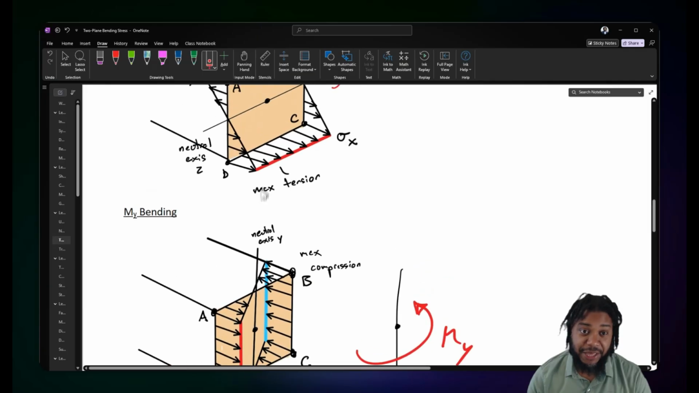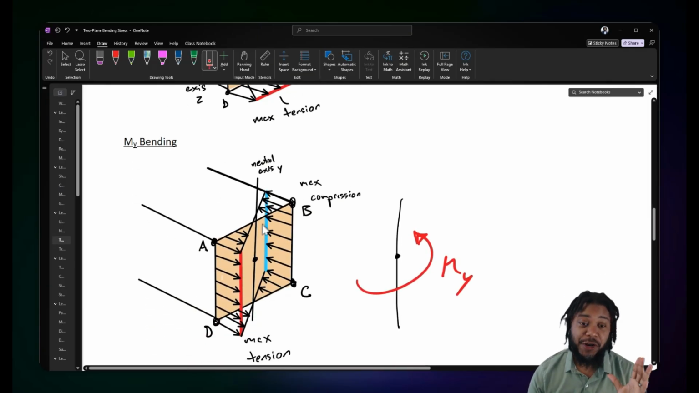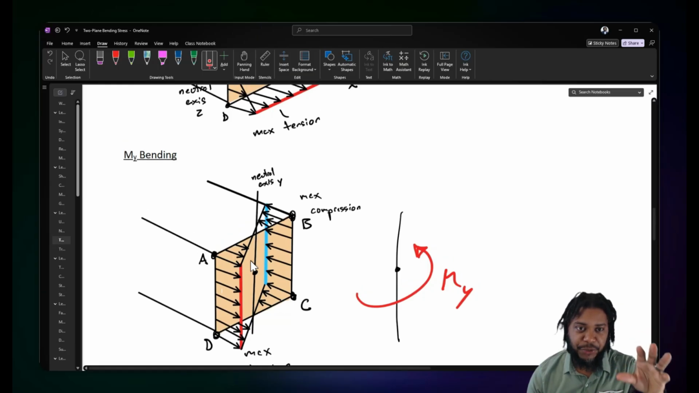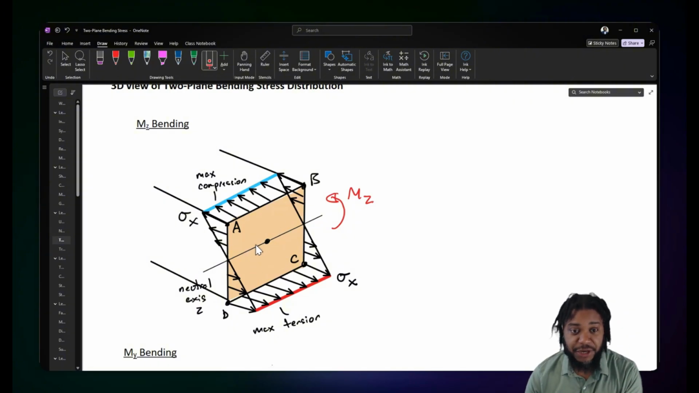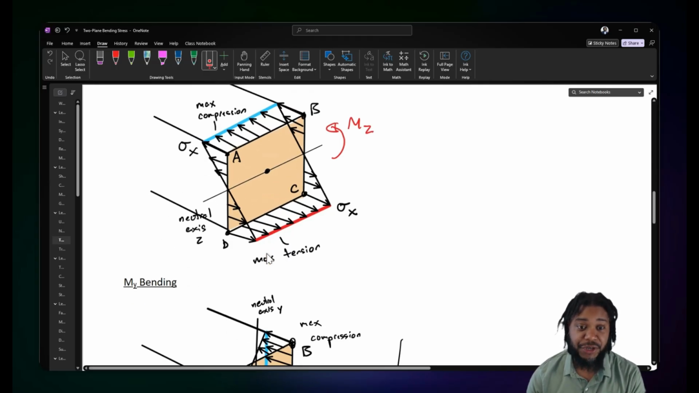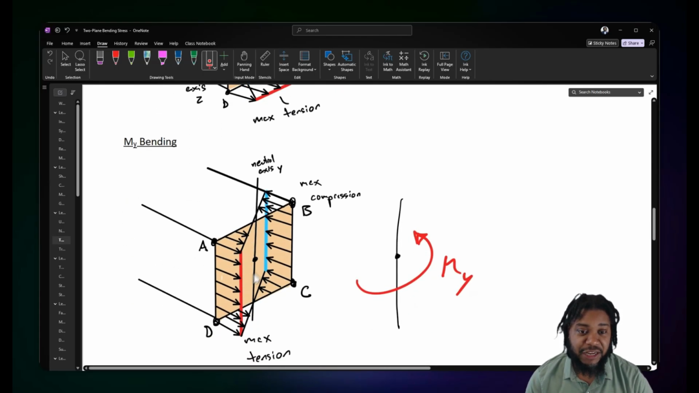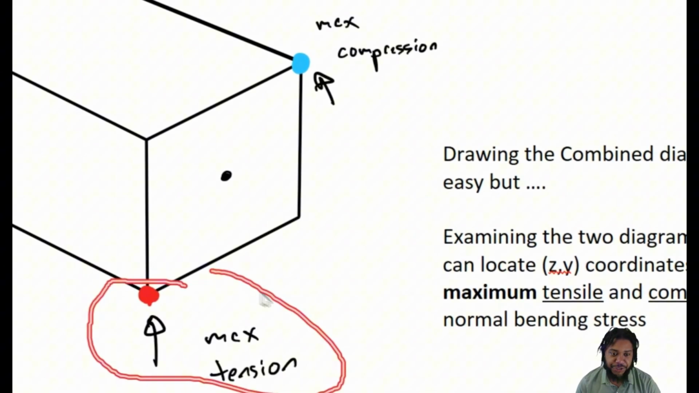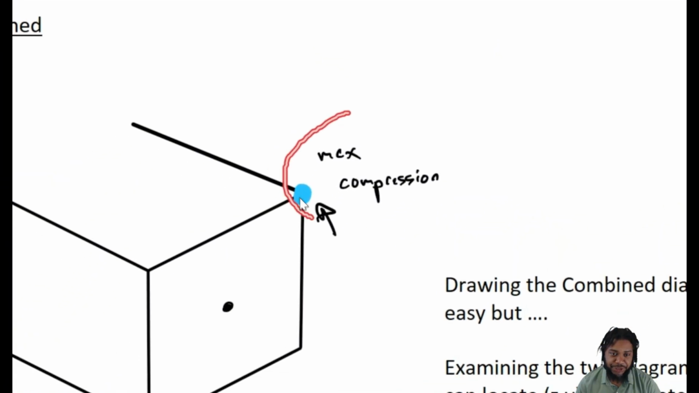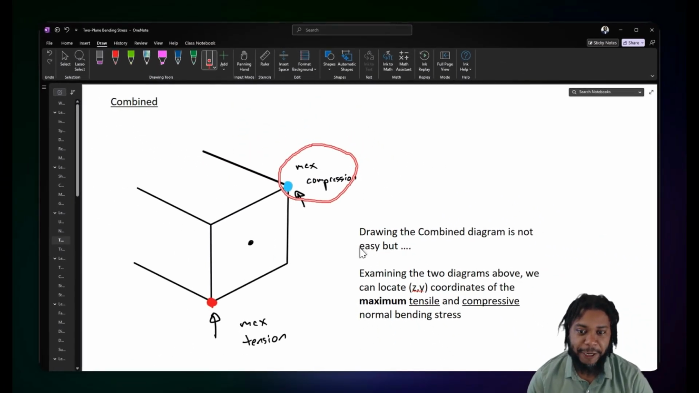Now, when we put them together, it's really complicated to draw. So instead, let's focus on finding the locations on our geometry where, considering both of these moments, both of these distributions, max tension and max compression are found in combination. If we compare the diagrams and where they intersect, we'll find that we have maximum tension in the bottom corner and max compression at the top back corner, right?